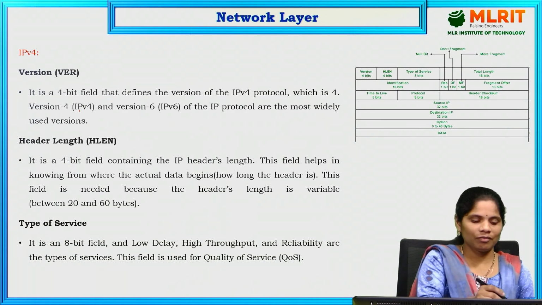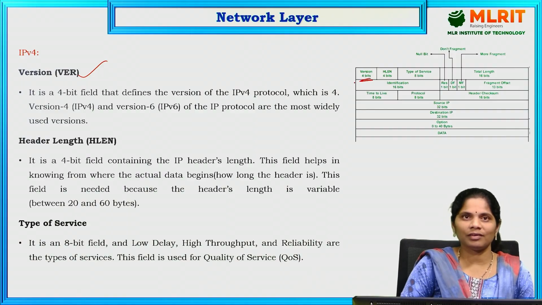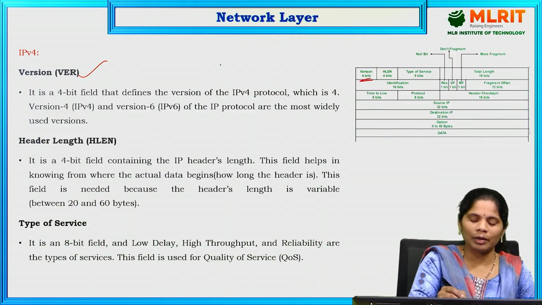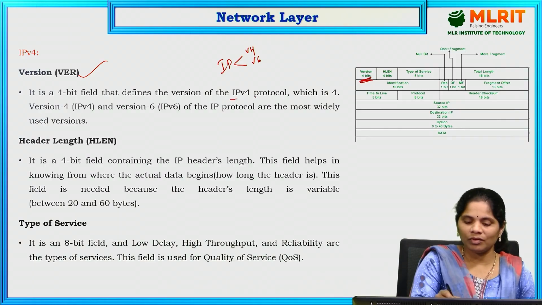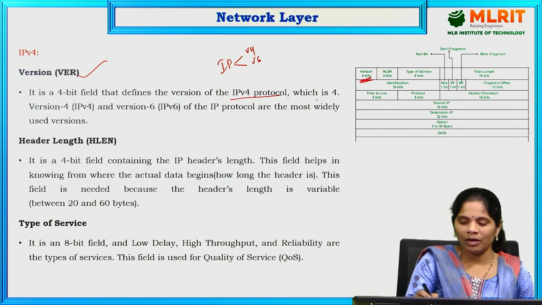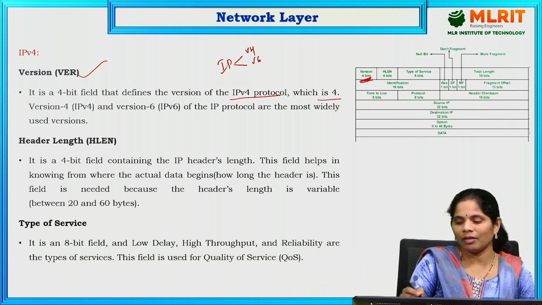First one, version. What is version? Version is talking about which version it is. In IP addressing there are 2 versions: version 4 and version 6. Which version is it? It is the 4th version, the V4 protocol, so that's why it is version 4. It is having the value 4.